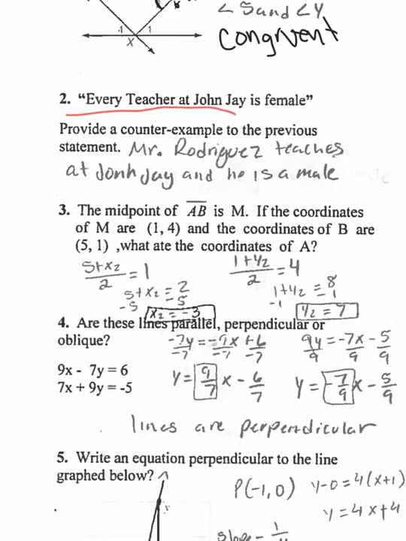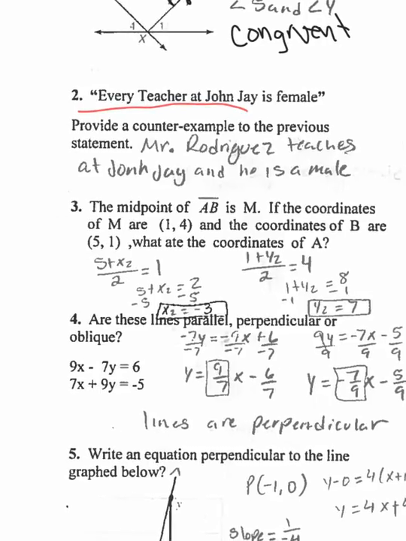Number 3, the midpoint of AB is M. The coordinates of M are (1, 4), and the coordinates of B are (5, 1). So what you see here is the way to put it into an equation. Basically, you do the midpoint formula, but instead of finding the midpoint, which usually gives you the x and y of M, you're missing one of the 2 points, so you do that. First step is to multiply by 2.